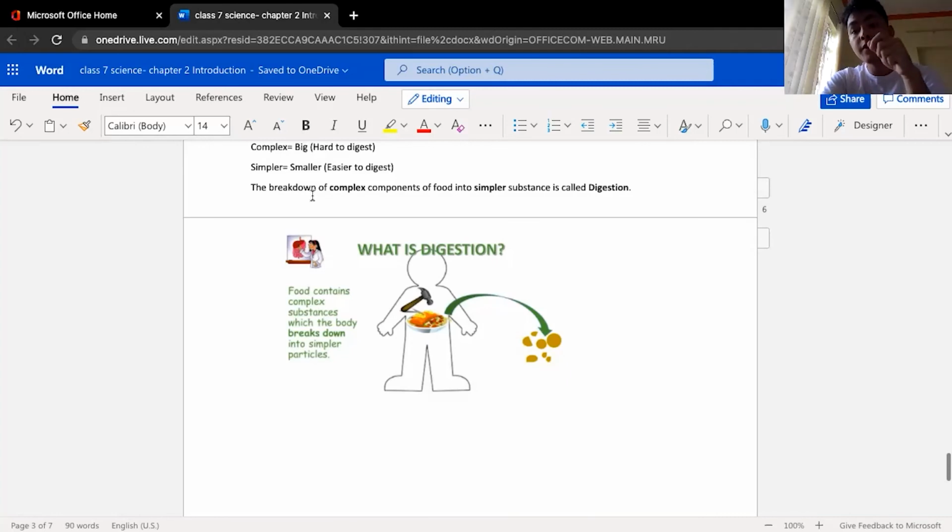Making the food even smaller by breaking it down. Yeah, here in the stomach there are many acids which help to break the food even smaller, from a very complex structure into a simpler substance.